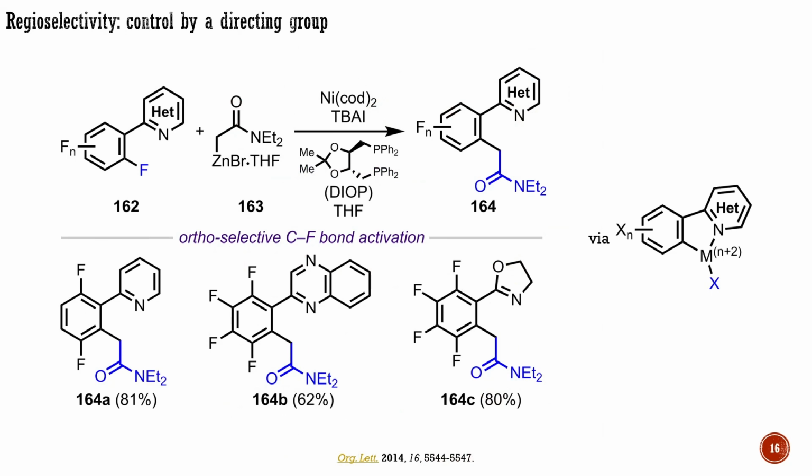Basic nitrogen-containing heterocycles are a common class of transition metal-binding directing groups for the selective functionalization of polyhaloarenes. For instance, nickel-catalyzed Negishi coupling, including of perfluorinated arenes, can be made regioselective by the application of directing groups based on pyridine, quinoxaline, and oxazoline.